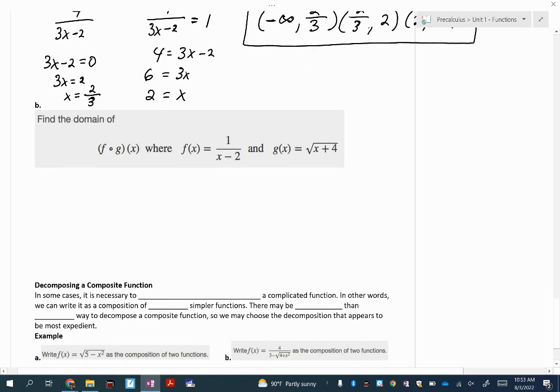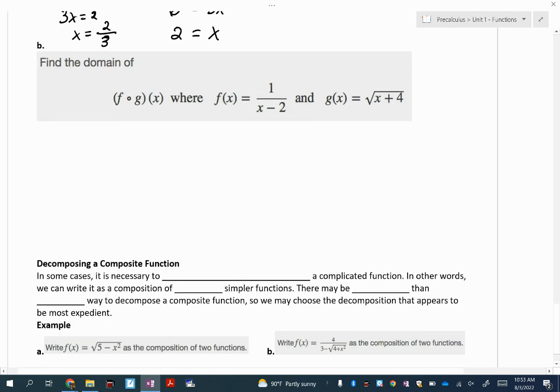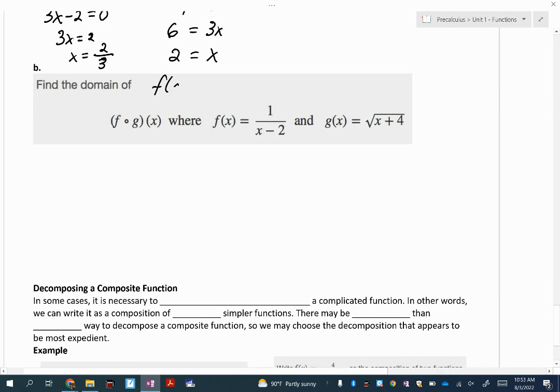Okay, let's try letter B. Same idea, I'm going to do f of g of x. So f of g of x, which is 1 over box minus 2. And inside the box, I'm putting the square root of x plus 4. So I have a rational function, and then I have a square root function inside of that.